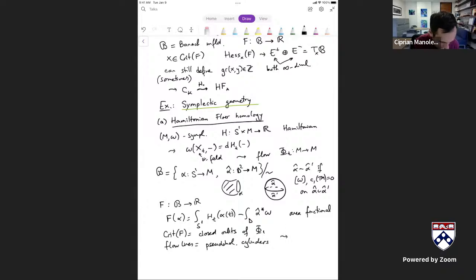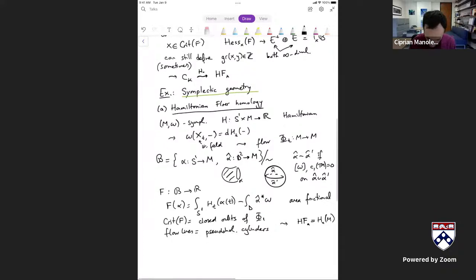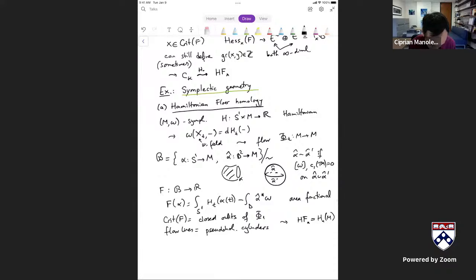And from here you can define a Floer homology, which is called Hamiltonian Floer homology. And actually it turns out to be the same as the homology of M itself, but that's a non-trivial theorem. And using that, you can prove the Arnold conjecture. Well, maybe I should say it's defined in general with rational coefficients. There are various complications, but I'm just doing a survey, so this is the general idea.